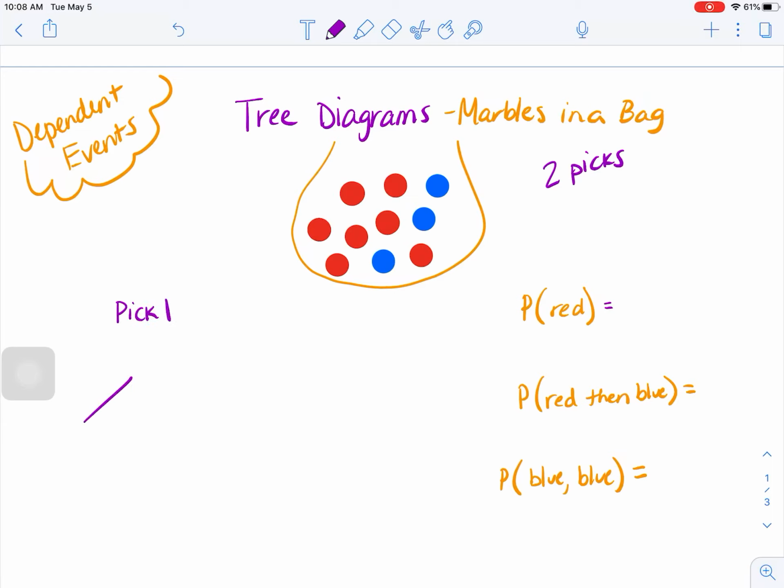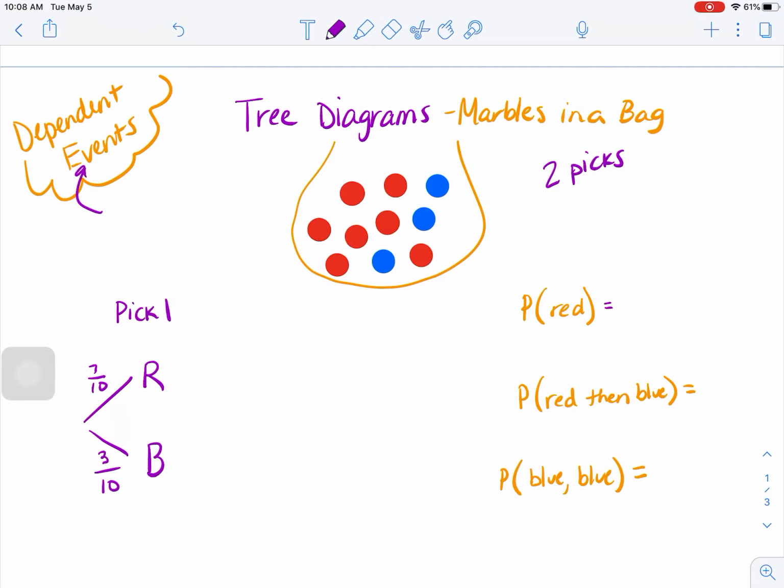So for the first pick, I could pick red or I could pick blue. Now, unlike before where they were equally likely, I look at that bag of marbles and those are not equally likely chances of picking red and blue. Red is a 7 out of 10 chance. And blue is going to be a 3 out of 10 chance. So I'm just going to list those on there. So I'm more likely to pick red than blue, but I'm still going to list them on my tree diagram.